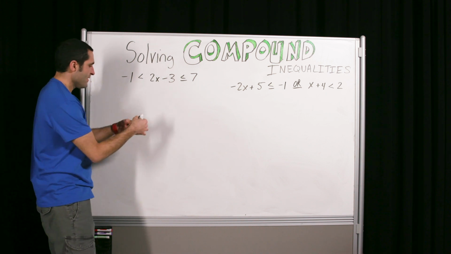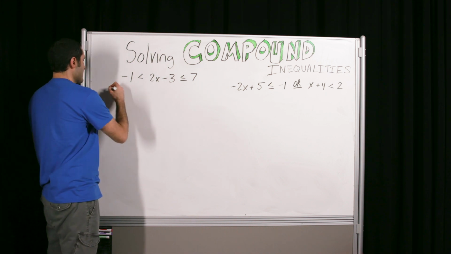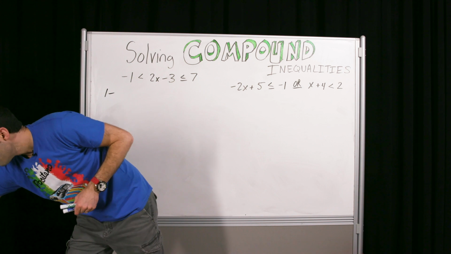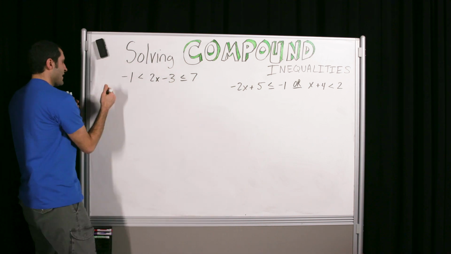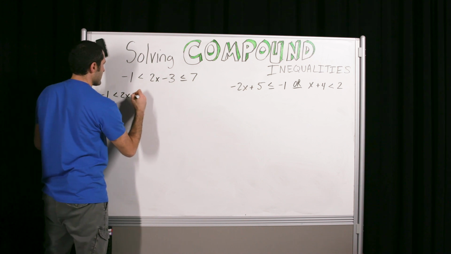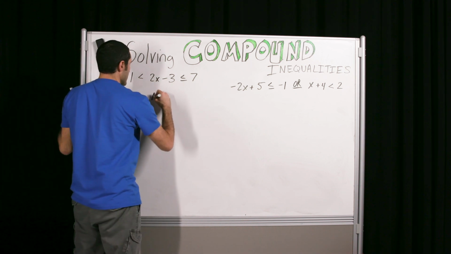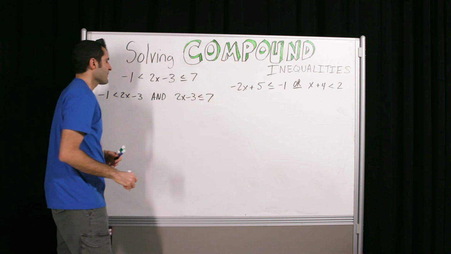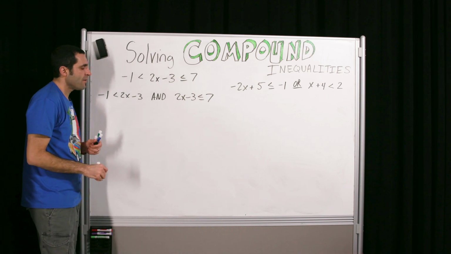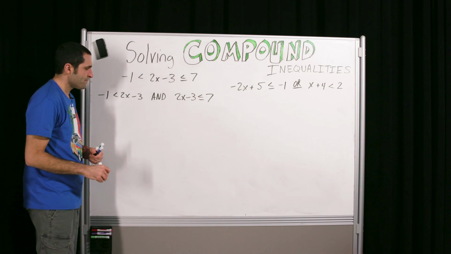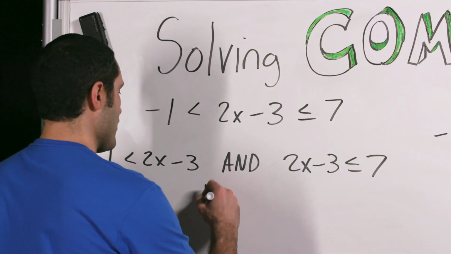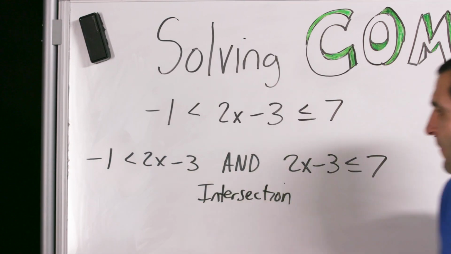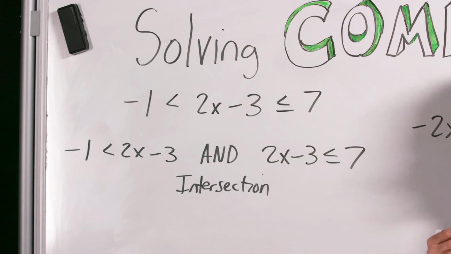So if you look at it closely, we could break this into two, and a lot of people actually like to see it this way. They like to see -1 less than 2x minus 3 and 2x minus 3 less than or equal to 7. And that's totally fine. You can solve both, okay? This word and, by the way, is code for intersection. Intersection. All right? And by intersection, it means both need to be true at the same time, okay?